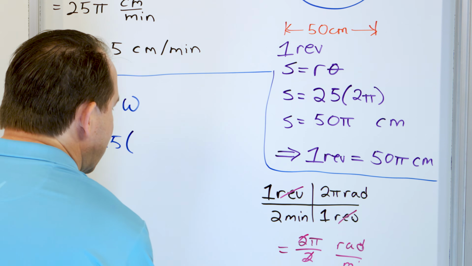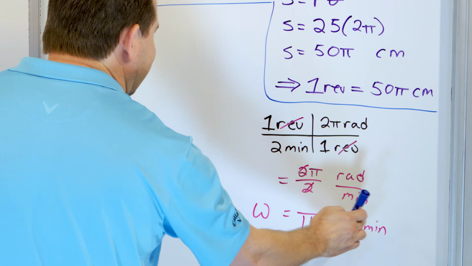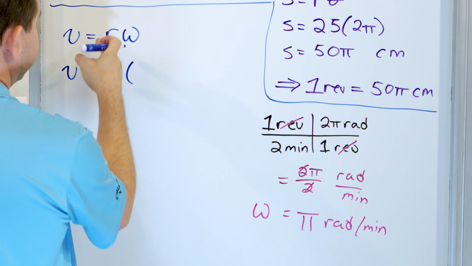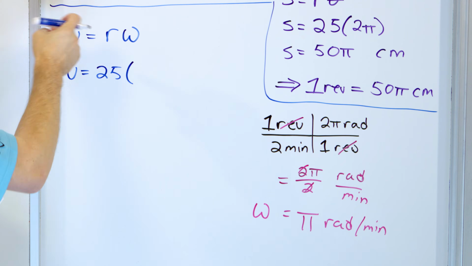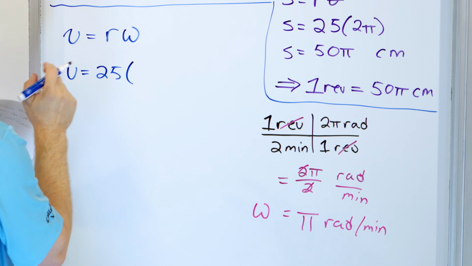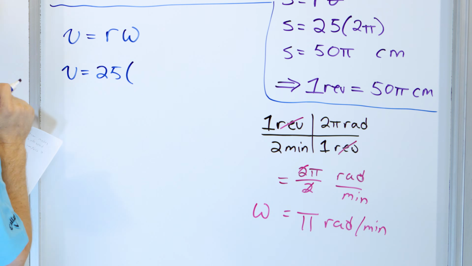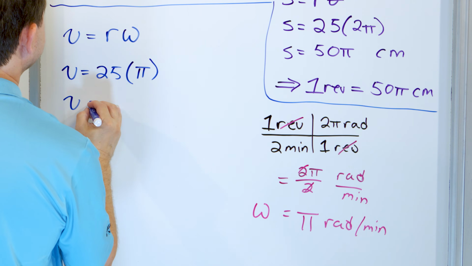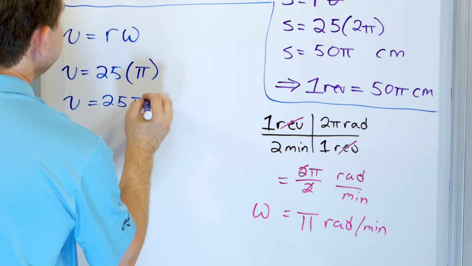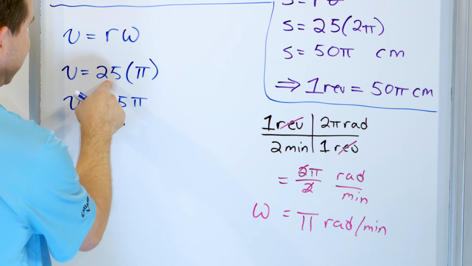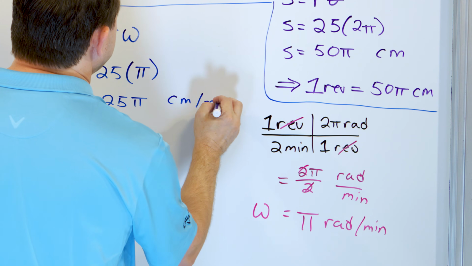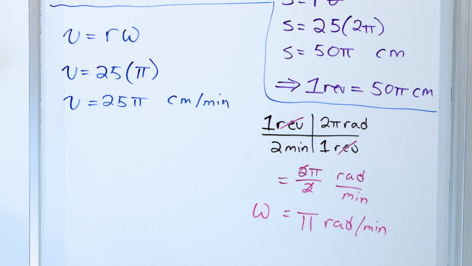So if you now know omega, which is radians per minute, and you know the radius, in the same unit of distance that you want, in terms of centimeters, then we'll put pi in here. So 25 times pi, and then, because you have centimeters here and minutes over there, you're going to get centimeters per minute.